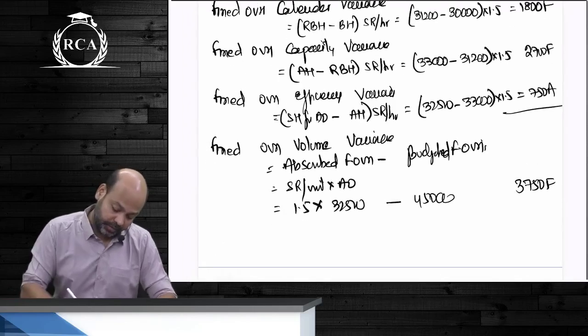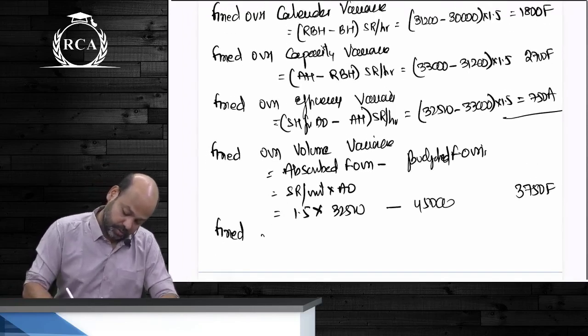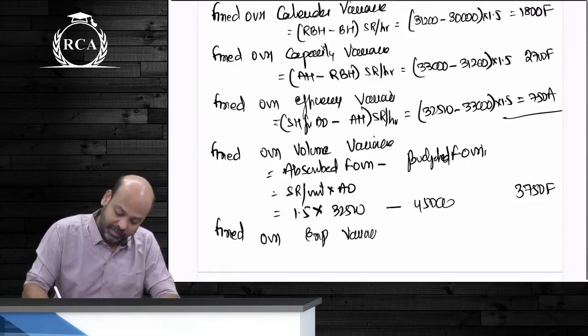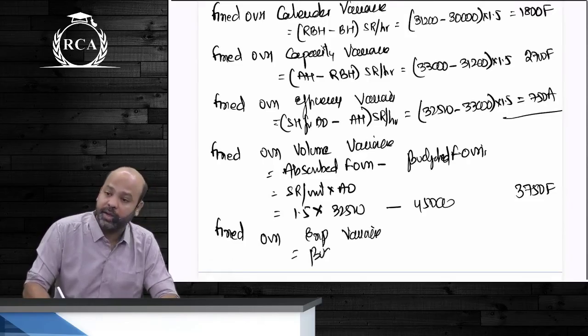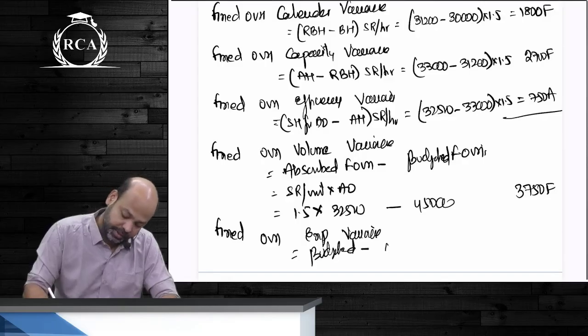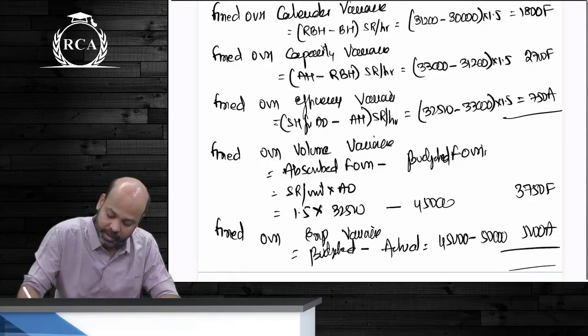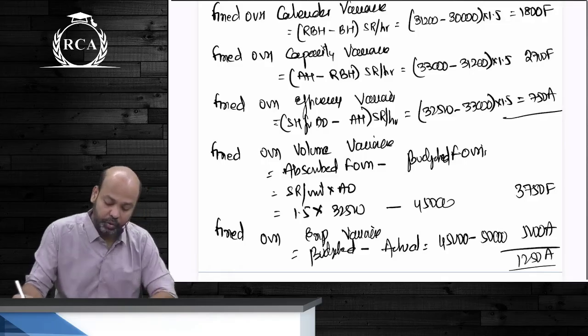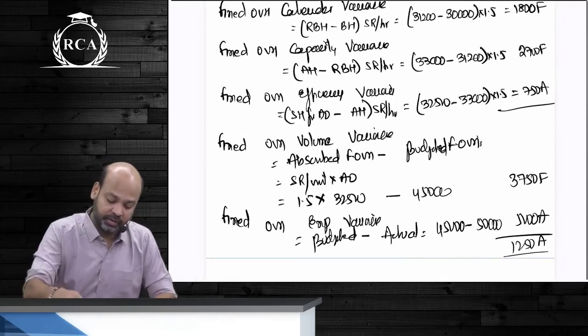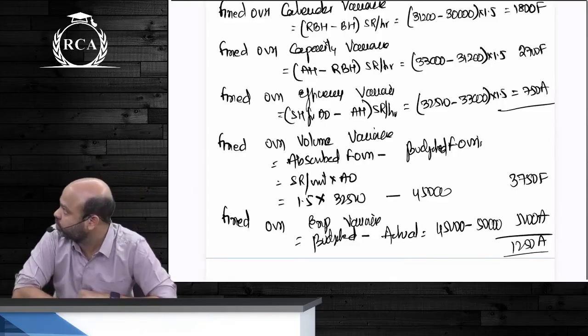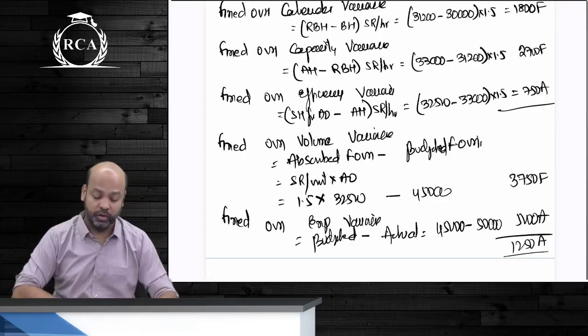And finally, beta, fixed overhead expenditure variance. And that, beta, is direct. Budgeted minus actual. Budgeted how much? 45,000. Actual, beta, is 50,000. So this will be 5,000 adverse. All put together, beta, 1,250 adverse. You can recompute that as absorbed overheads minus actual overheads. These are all your fixed overhead variances.